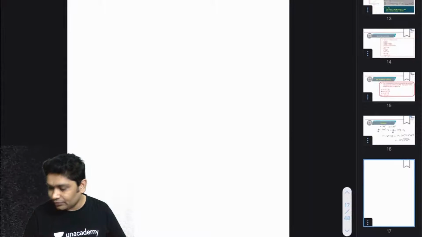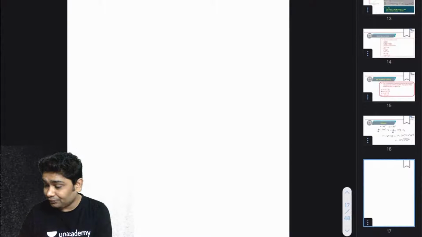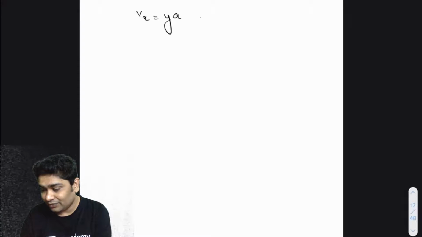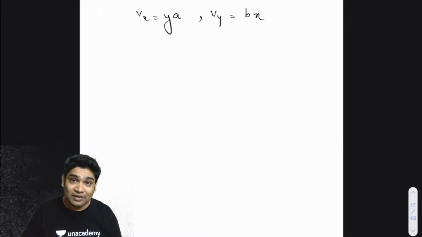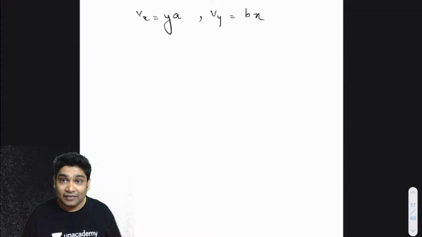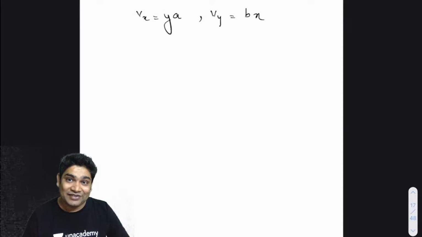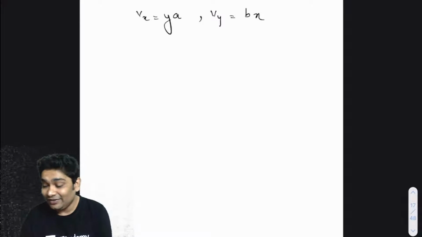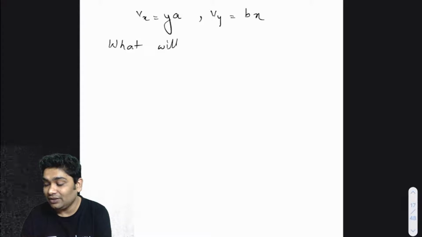So this was the question. The question said that the x component of velocity, so x velocity, is given as some a times y, and y velocity varies with some b times x. You have to tell me what is the trajectory of the particle. If x velocity varies like this and the y velocity varies like this, find what will be the trajectory. What will be the trajectory of the particle?